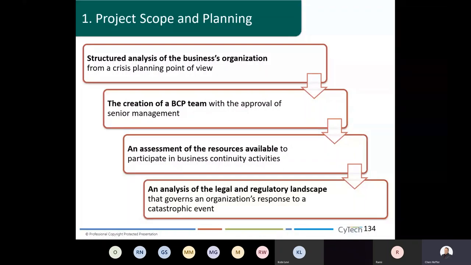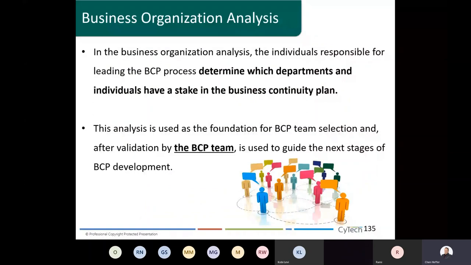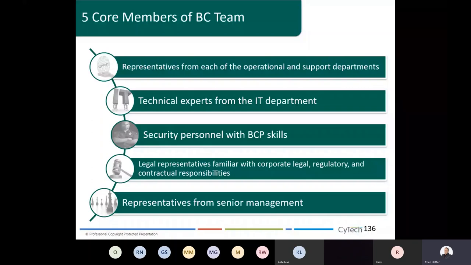So let's look at this one by one. Again, business organization analysis, we want to understand the business, what the business does, and what is important for the business. This is the prioritization of the business units or the business functions, and this will lead us to choosing the right business continuity team. The business continuity team, any business continuity team in your CISSP, should include these five core members. The first one is a representative from each of the operational support departments. This can be from the CISO office. This can be anyone from facilities.